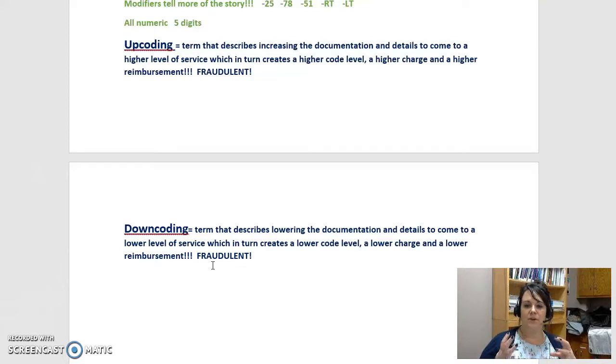Downcoding is the opposite, but still just as bad. That's a term that describes lowering your documentation and details to come to a lower level of service, which in turn creates a lower code level, a lower charge, and a lower reimbursement, just as fraudulent.